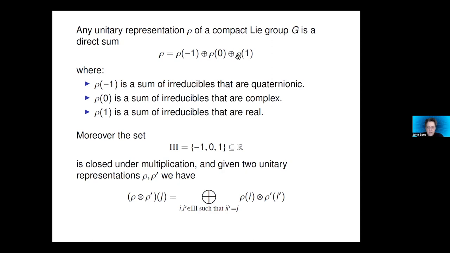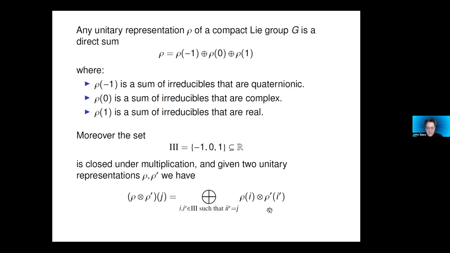And even more cool is the fact that this, now I'll finally explain why I call these three choices negative 1, 0, and 1. The set of these three numbers is actually closed under multiplication, if you think of them as real numbers. And it actually has this beautiful property that if you take two different unitary representations, their jth part, where j is negative 1, 0, or 1, can be computed from the various parts of the two things that you're tensoring. So we're getting this nice relationship here between tensor products and this grading of our representation into three parts.